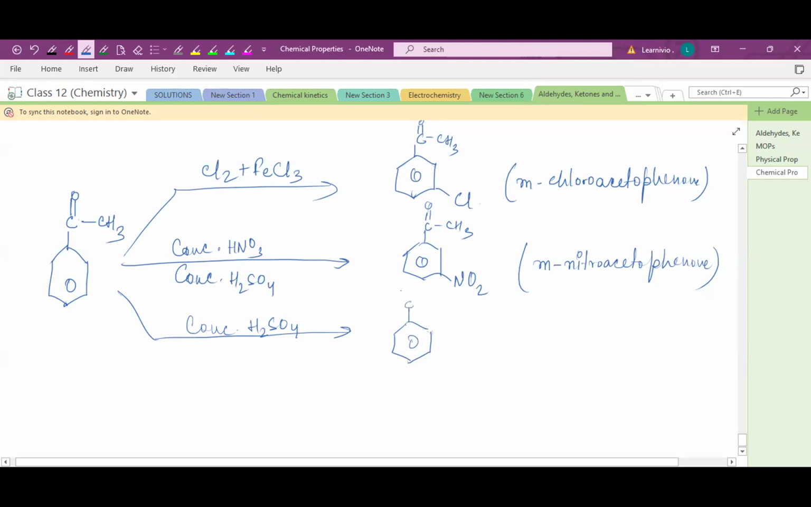Okay, so basically this group is known as acid group. Acetyl group, COCH3. And on the meta position, SO3H is there. So you will write meta acetyl benzene. What is this? This is your acetyl benzene. And this is your sulfonic acid. Benzene sulfonic acid.